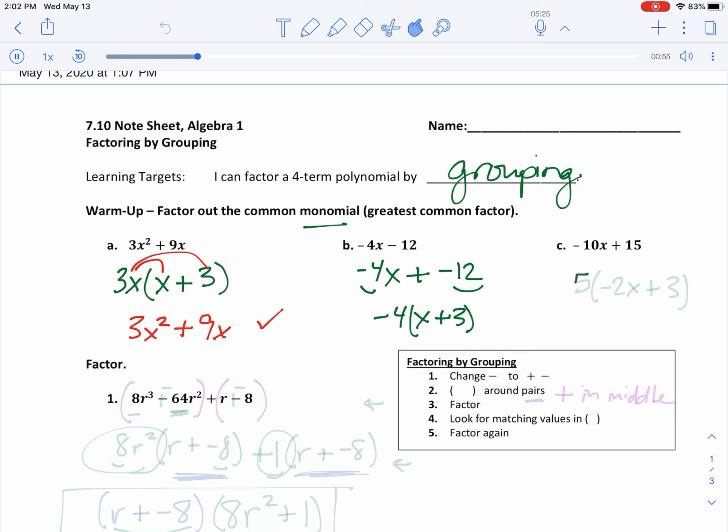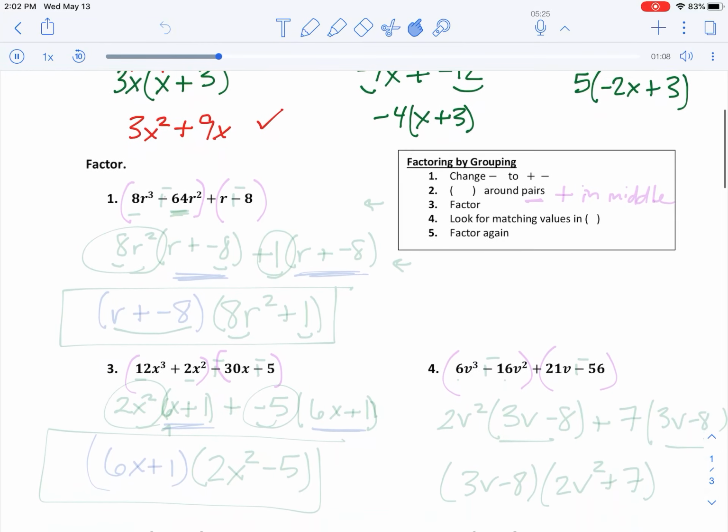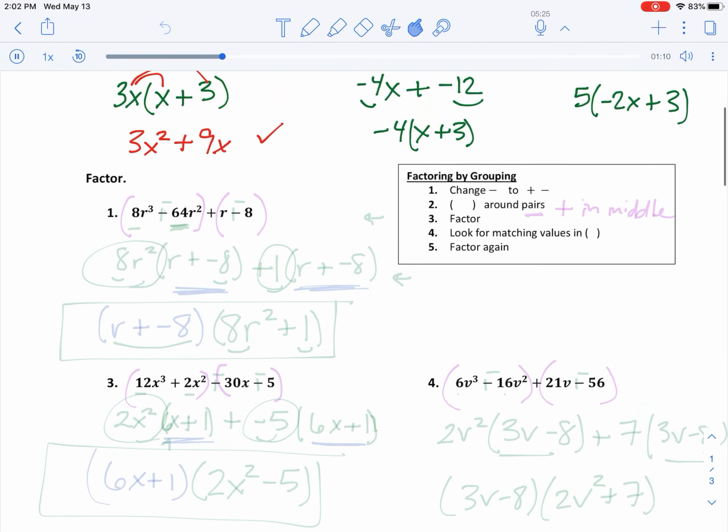What's common here is a 5. Negative 2x plus 3. Okay, so this is really important because you have to be able to factor out one term before we can factor out two terms. Now we're going to go ahead and try to factor by grouping. The first step is to change all negatives to positives.